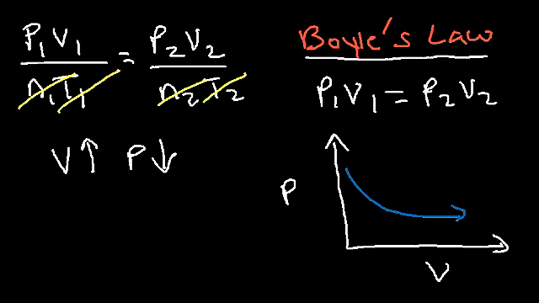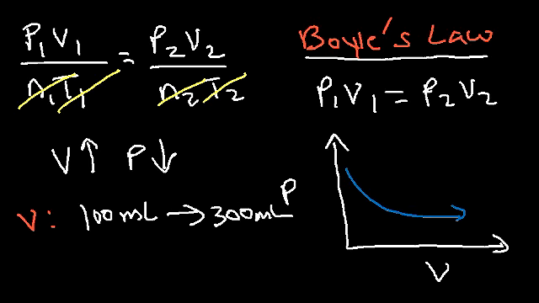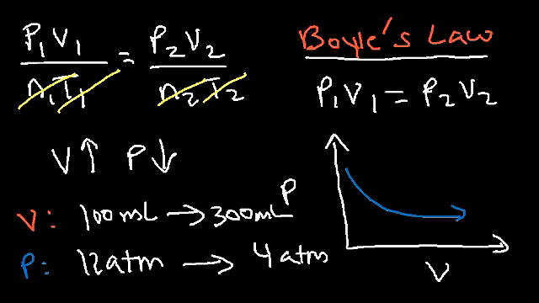So let's say the volume increased from 100 milliliters to 300 milliliters, the pressure will decrease, let's say from 12 atmospheres, by a factor of 3 to 4 atmospheres. So if you multiply the volume by a factor of 3, the pressure will decrease by a factor of 3. And so they're inversely proportional.